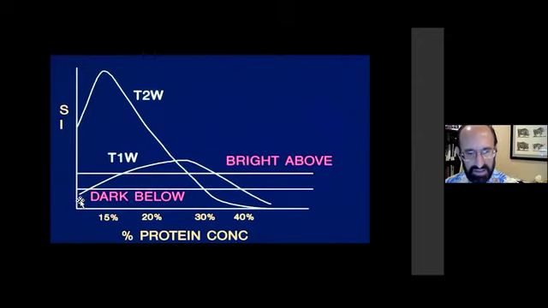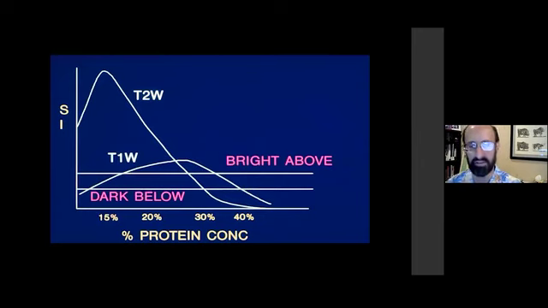And then as the protein content increased in the secretions, it crosses the isointense bar and starts to become bright on T1 as well as bright on T2. And then there is a time when the T2 signal is falling, but the T1 signal remains bright. And this is at like a protein concentration of 30%, where it's bright on T1, dark on T2. And then as it gets more and more desiccated, both dark on T1 and dark on T2.